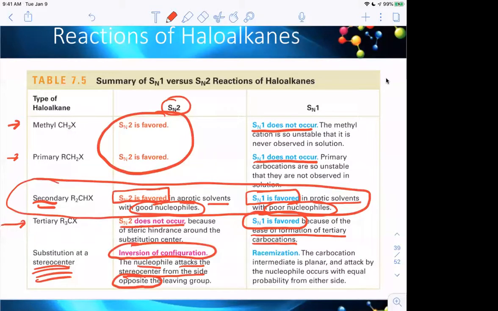If I undergo SN1, that stereocenter gets racemized. The carbocation intermediate is planar, and I can attack from either side with equal probability. 50% comes in from the left, 50% comes in from the right. That stereocenter becomes racemized.